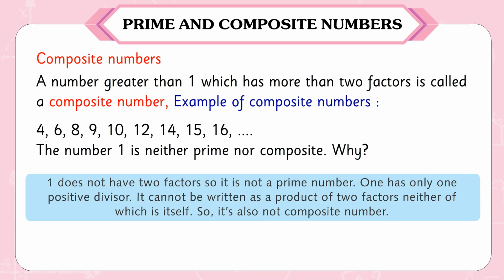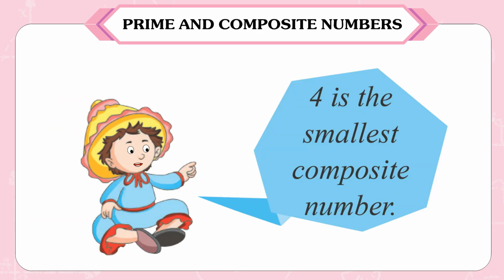Why? 1 does not have 2 factors, so it is not a prime number. 1 has only one positive divisor. It cannot be written as a product of 2 factors, neither of which is itself. So, it's also not a composite number. 4 is the smallest composite number.